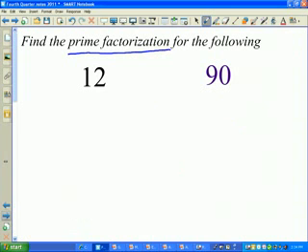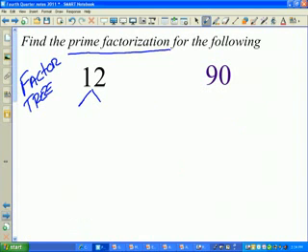Now, prime factorization you have seen before. I think a lot of this you've seen before. But if you remember back in the days of elementary school, when you dealt with the factor tree. So I have 2 examples here. I have example number 12 and also example number 90.